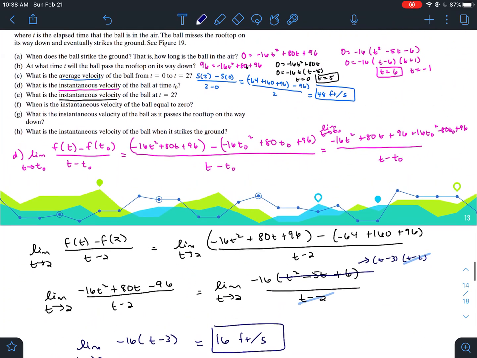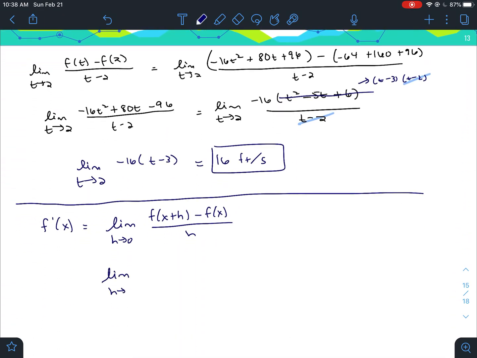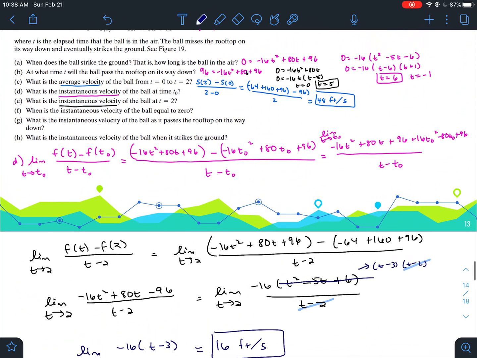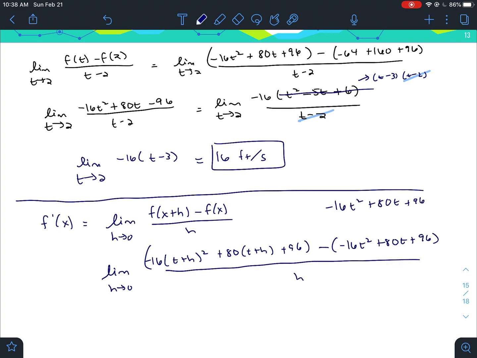And so my function was negative 16t squared plus 80t plus 96, so this is going to be the limit as h goes to 0 of negative 16, and then we're going to do t plus h squared plus 80 times t plus h plus 96, and then minus negative 16t squared plus 80t plus 96, all over h.